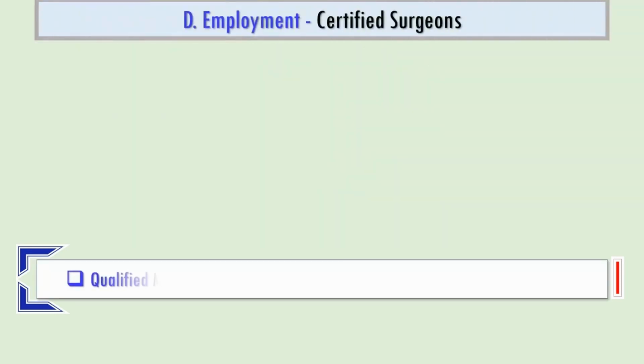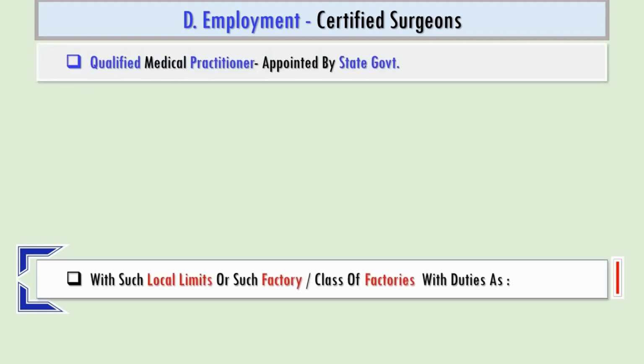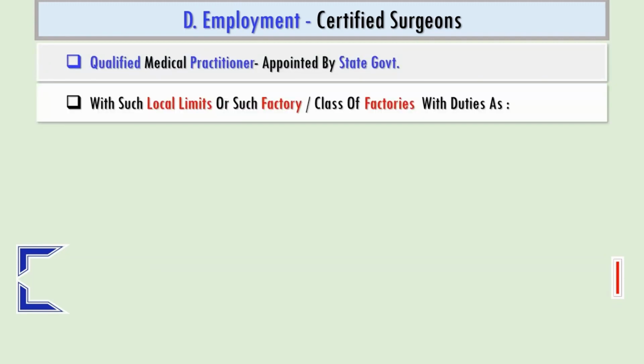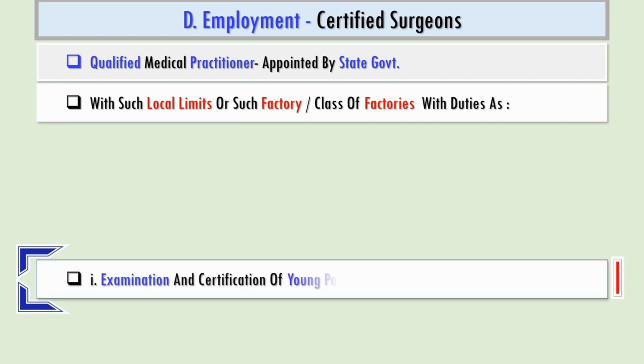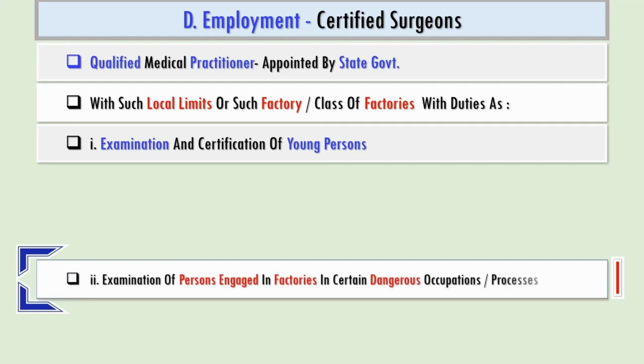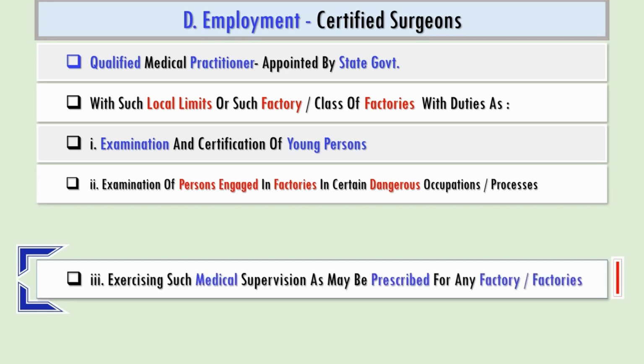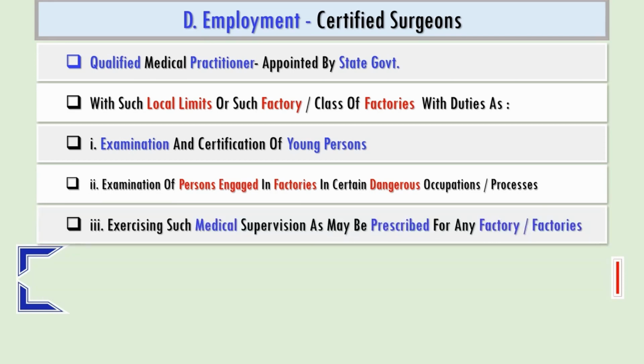Certifying surgeons are qualified medical practitioners appointed by the state government. They are appointed for a specific factory, a class of factories, or a locality, and their functions include examination and certification of young persons, examination of persons engaged in factories involving dangerous occupations and processes, and exercising such medical supervision as may be prescribed for any factory or factories by the government.